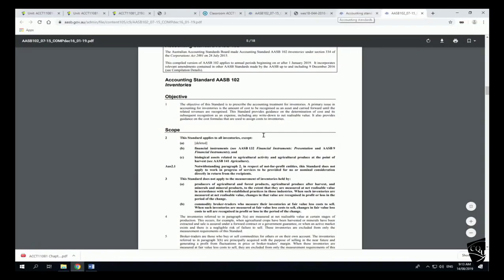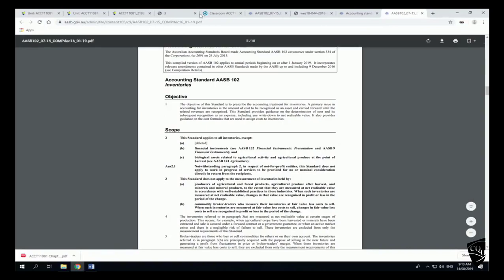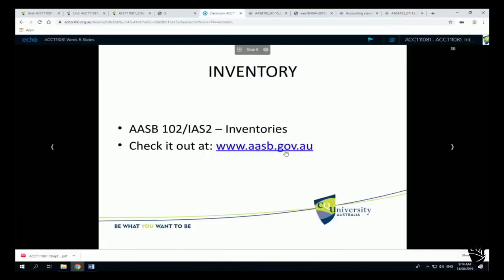Okay, so I will flick back to this standard. So if you'd like to open it and keep it open as well, you might like to put notes or electronic notes in for step 7. All right, so check out that inventory standard.